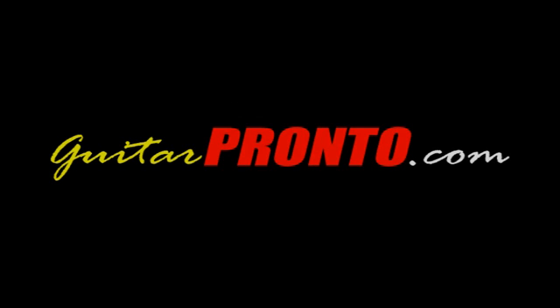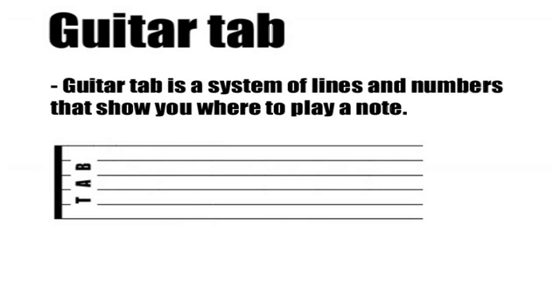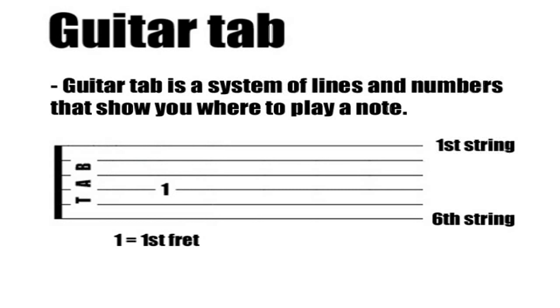In this lesson we're going to have a look at what you need to do when you see more than one number aligned vertically in tab. Reading guitar tab is very simple. All it is is a system of lines and numbers. There are 6 lines. These 6 lines represent the 6 strings on the guitar, and the numbers represent the frets. So for example, the number 1 represents the first fret, the number 2 represents the second fret, and so on.